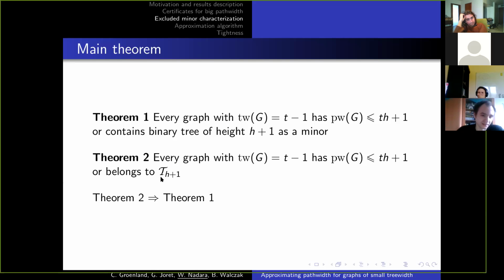And we'll strengthen it a bit by replacing the outcome that it contains a big binary tree by the outcome that it belongs to T_{h+1}. And we already know that if it belongs to T_{h+1}, it contains a minor of a big complete binary tree. So theorem 2 implies theorem 1, and we'll focus on proving theorem 2.